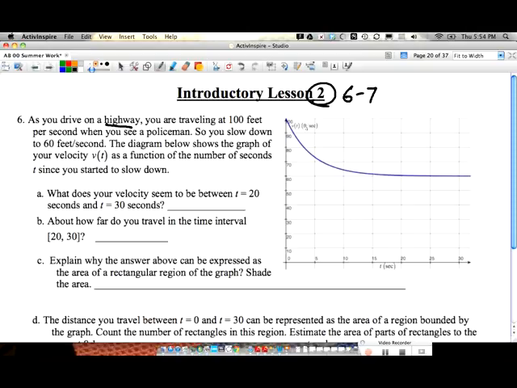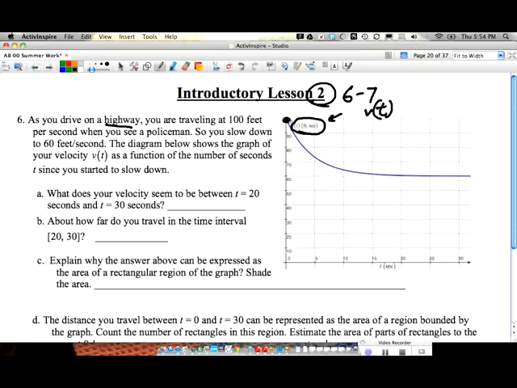All right, so we're driving on the highway. And right here we got a velocity function. It says v of t, meaning velocity, or that's kind of like speed, even though there's a difference between them, that's kind of what we're talking about. So we got this velocity thing, and it says we're traveling right here at 100 feet per second.